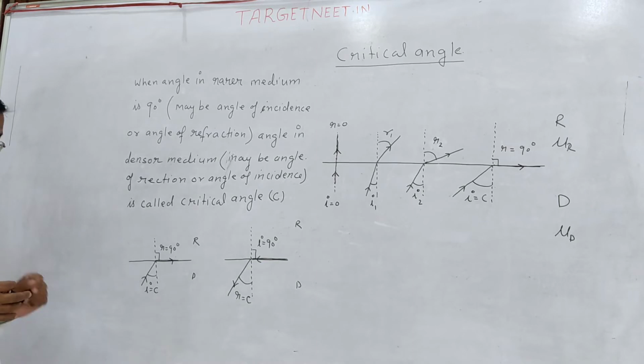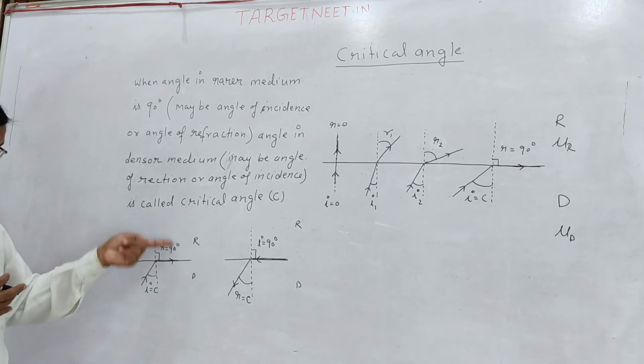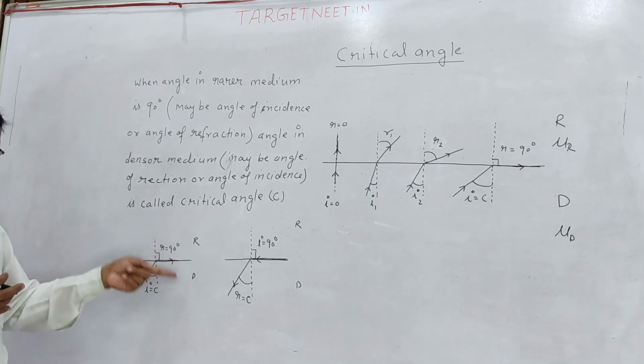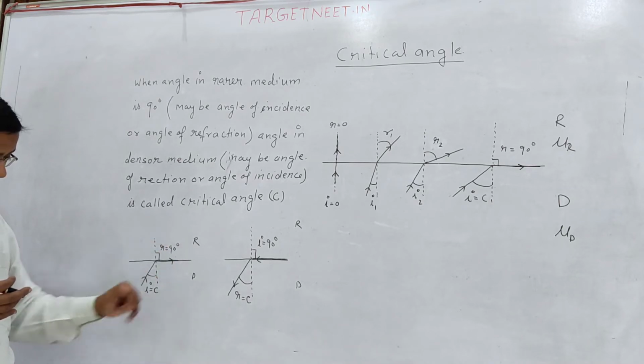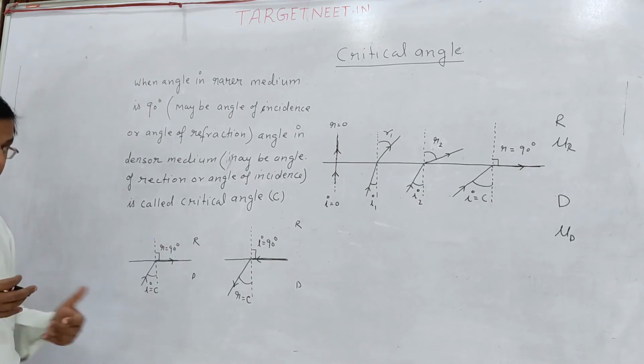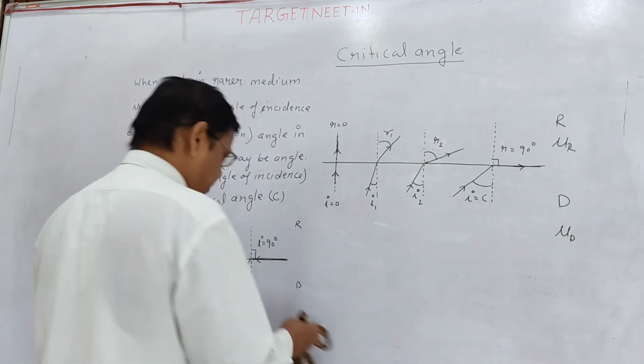So be clear. Now the relation between critical angle and the refractive index of the two given media. One medium is this, the other medium is this, critical angle is this. So the relation between critical angle and the pair of media.